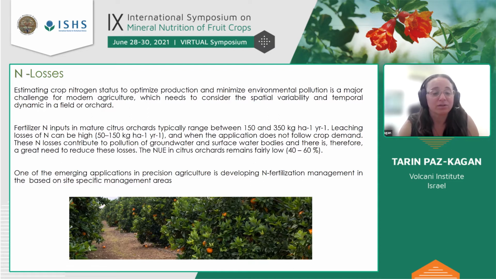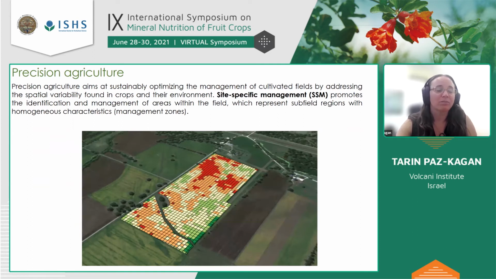And therefore, one of the issues is to optimize the fertilization uptake in citrus orchards and to develop a uniform fertilization approach where we take the single tree input in a regional scale. So when we're talking about taking the spatial and temporal variabilities, usually the approach is precision agriculture. Precision agriculture aims at sustainable optimization of the management of cultivars by addressing the spatial variability found in the crop or in the environment.